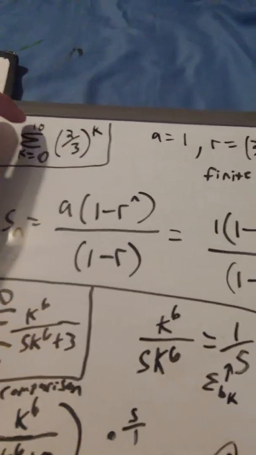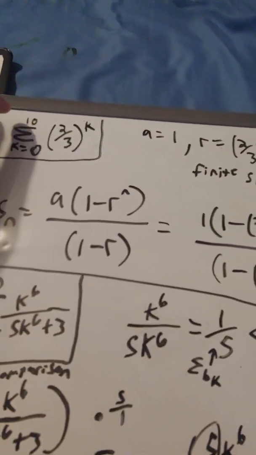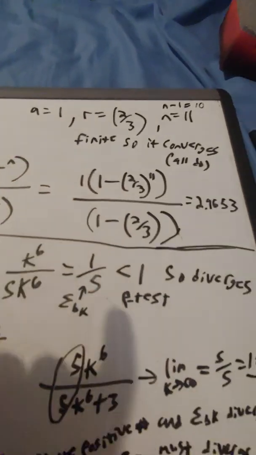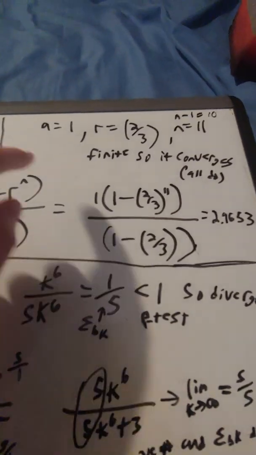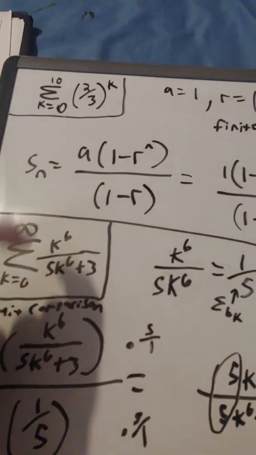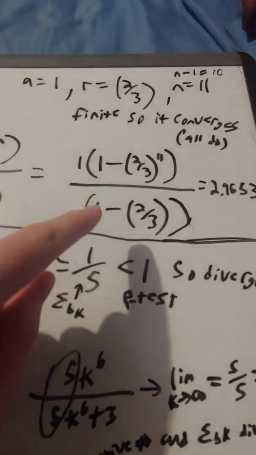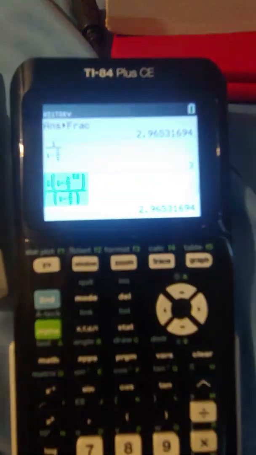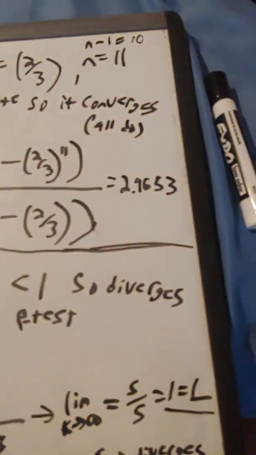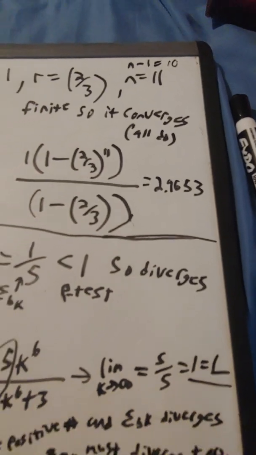The sum only goes up to 10, so it's a finite series, so it converges like all finite series do. Once we have these variables, we just plug them into our formula, which you can see here. That's what I did here, and when you plug this into your calculator, you get 2.9653.